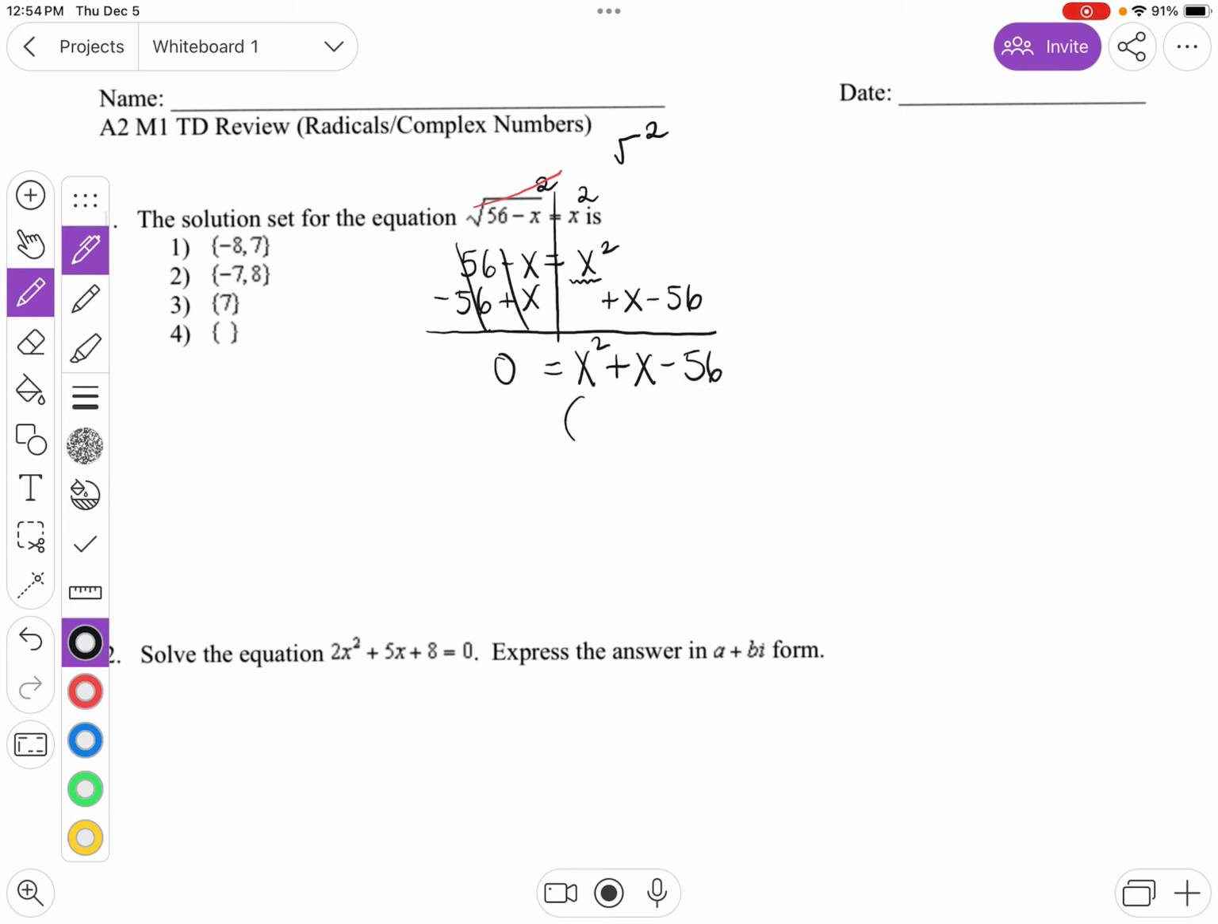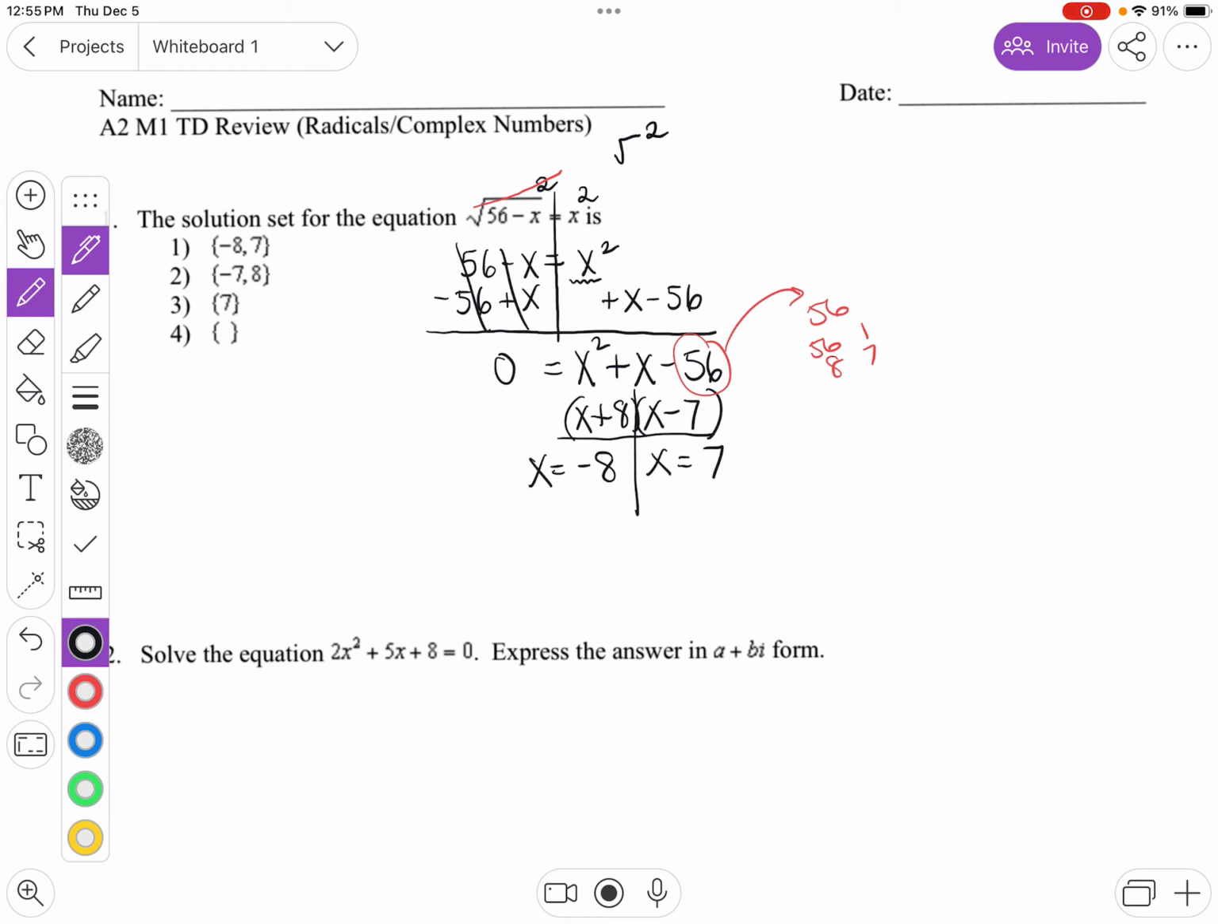Okay, from here, now I can actually factor. Drop the first sign, positive and negative is a negative. I'm looking for two numbers that multiply to 56. I can do 56 times 1. I could do 8 times 7, which I know is correct because 8 minus 7 is that 1. Okay, now looking at this briefly, it looks like the answer is negative 8 and 7, which is choice 1, but guess what? We have to check these. One of these does not work.